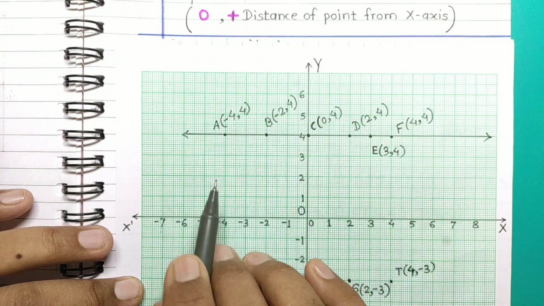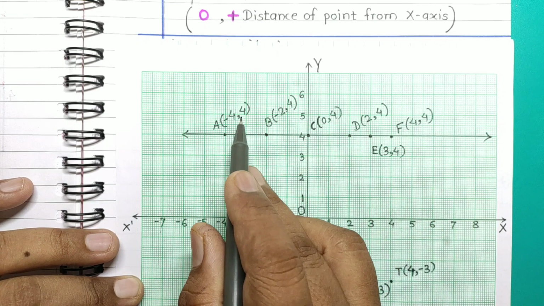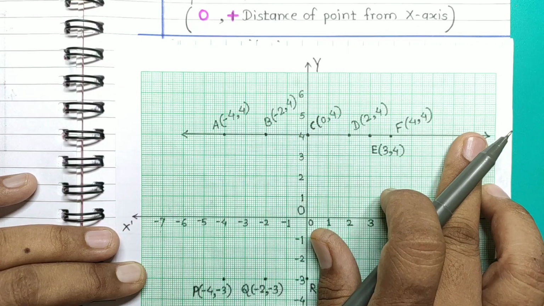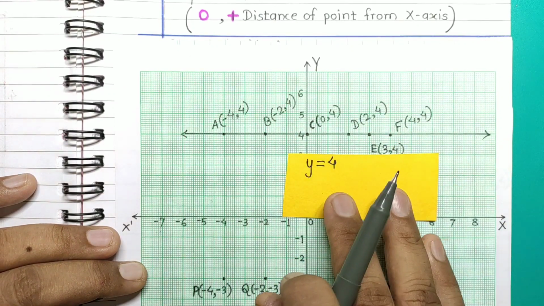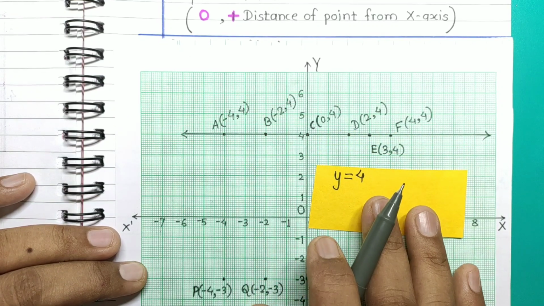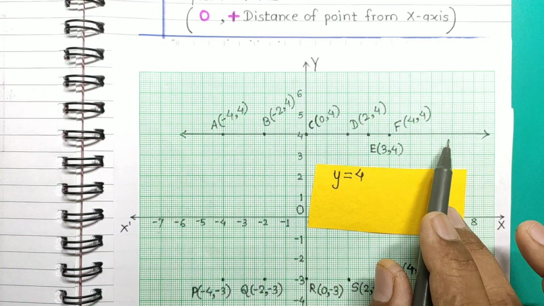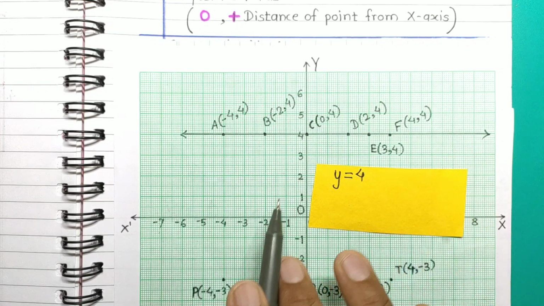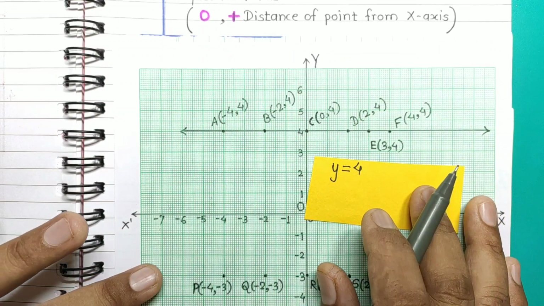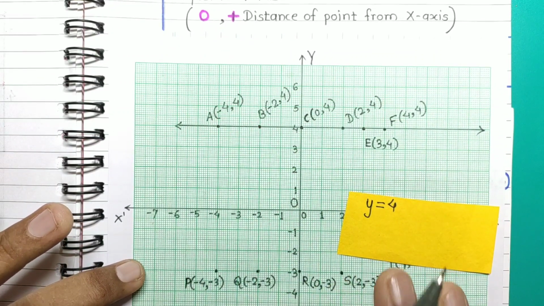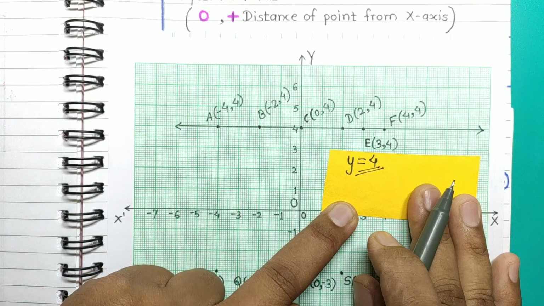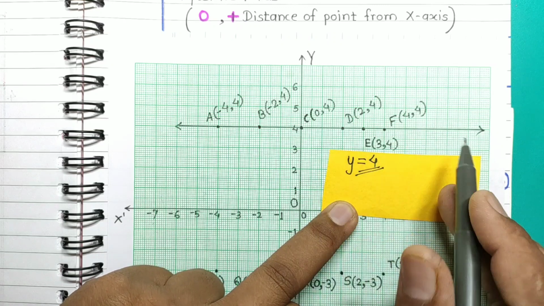And all the points on the line have the same y coordinate, and it is 4. So this line is described by the equation y is equal to 4, and here we say that the equation of a line parallel to the x-axis at a distance of 4 units above the x-axis is given by y is equal to 4. Okay, this is the equation of the line.